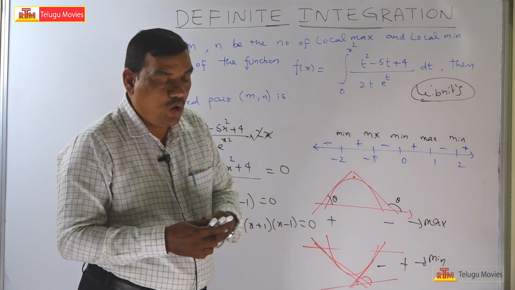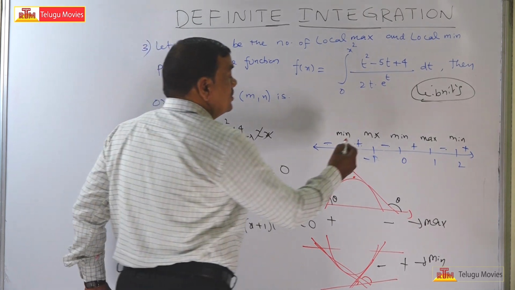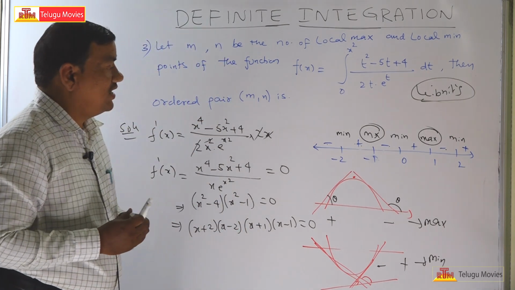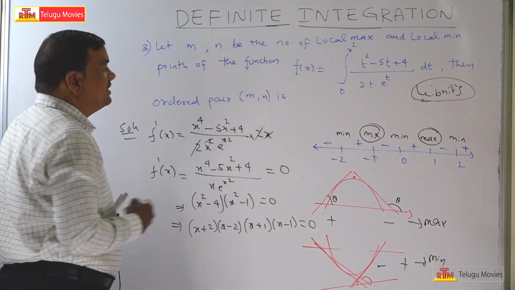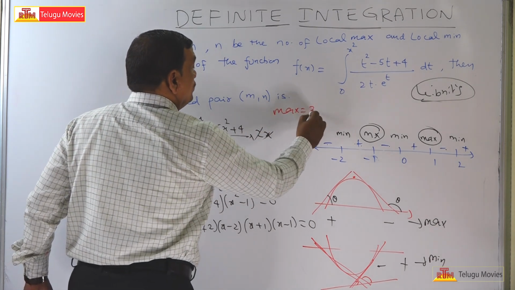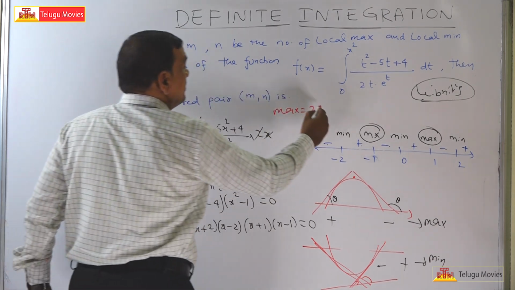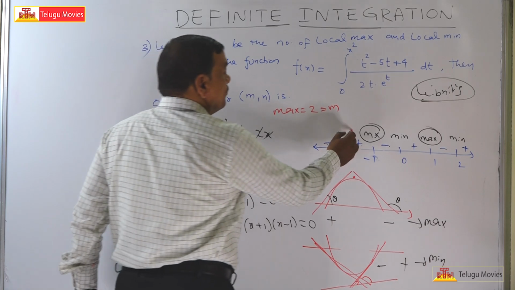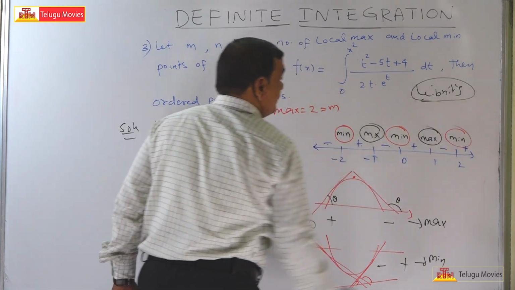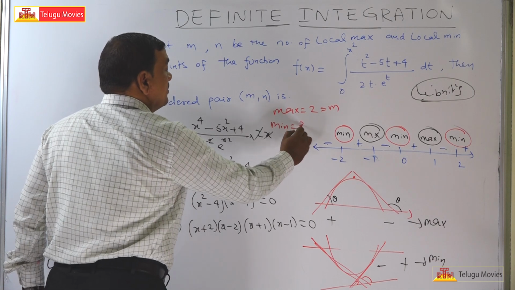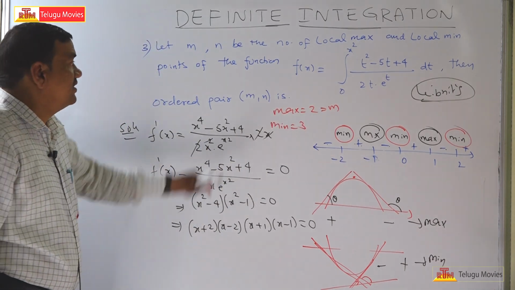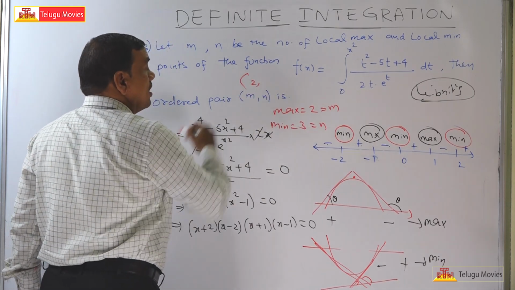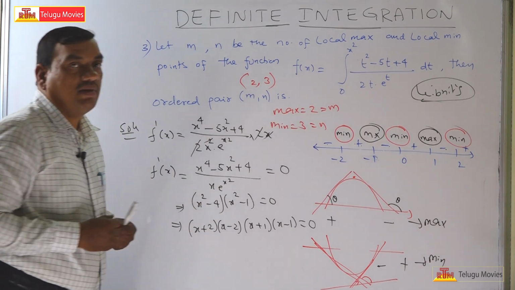See, observe here, how many maximum values you got? This is 1 and it is 2. There are 2 maximum values. Maximum here means the M value, so M is equal to 2. How many minimum values? 1, 2, 3. Minimum values are 3. That is nothing but n. Therefore, your ordered pair is (2, 3). 2, 3 is your answer.